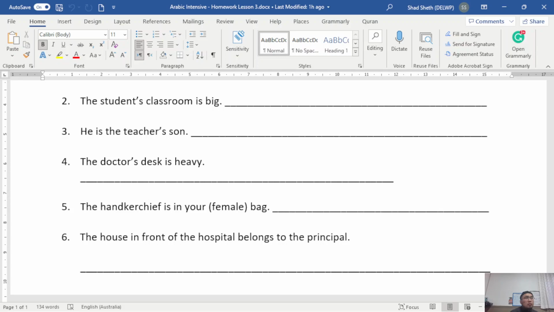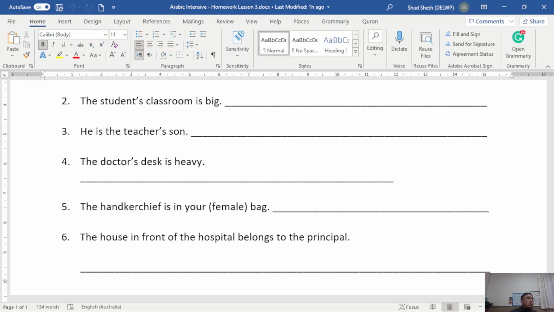Belong to. Or does it belong? It's one of the huruful jar. Li, لل. Principal is mudir, mudirun. So again, belongs to the principal, للمدير, lil mudiri. And why do we say lil instead of li al mudiri?